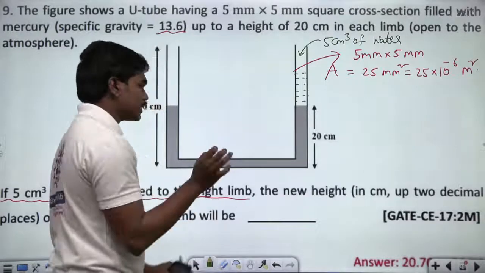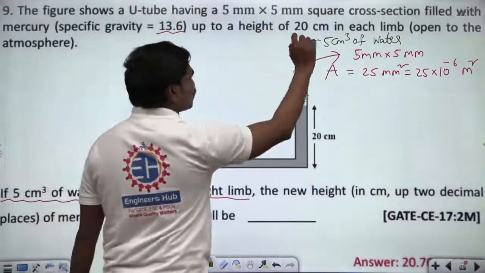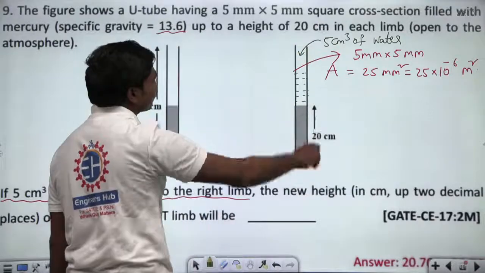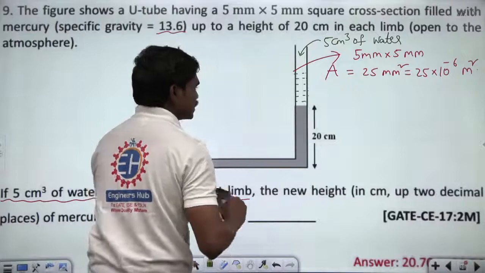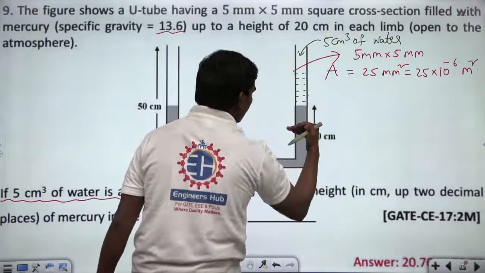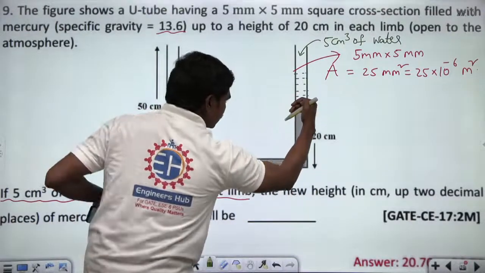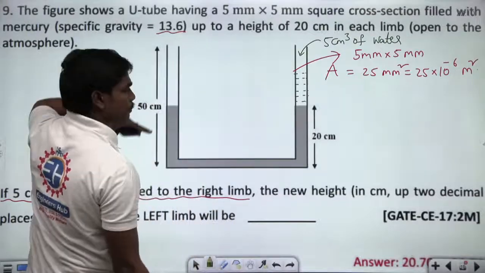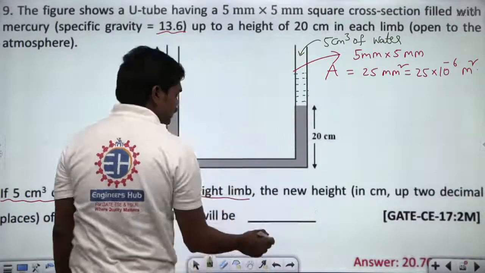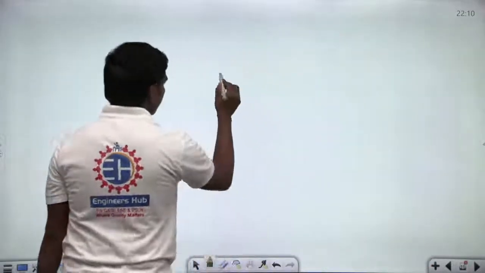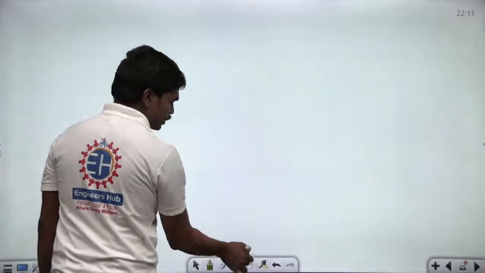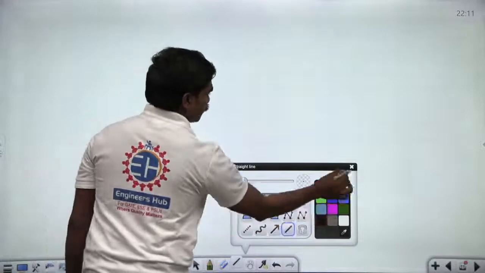Look, this question is a very nice question, so please see here. If 5 centimeter cube of water is added to this right limb, then what happens? Because of this pressure due to water column, this mercury level in the right column slightly gets down, and by the amount this mercury level gets down, the same amount it will go up, correct? So let us suppose the new configuration is, in this case, let me take the help of some drawing tools. Okay, fine. So see here.